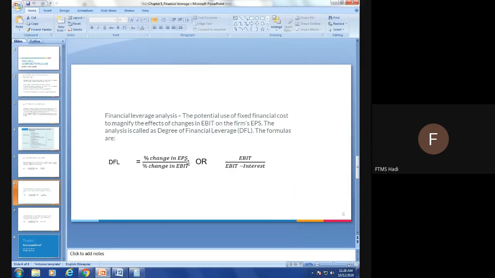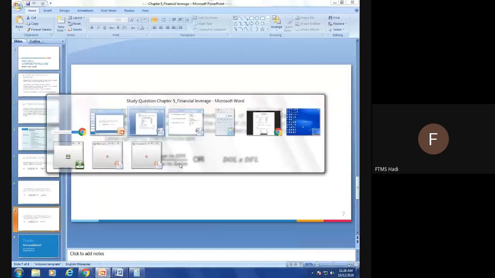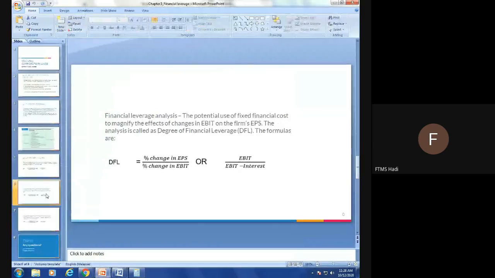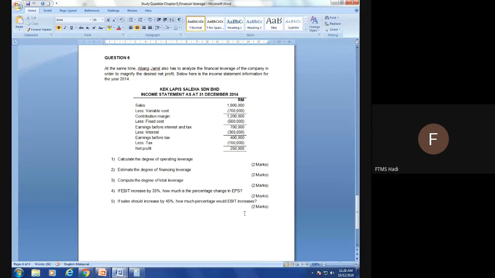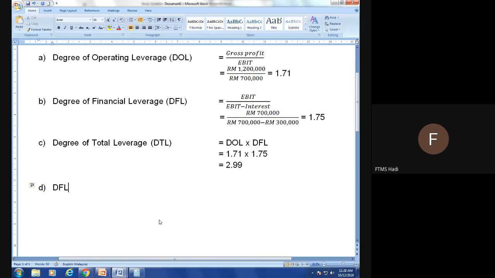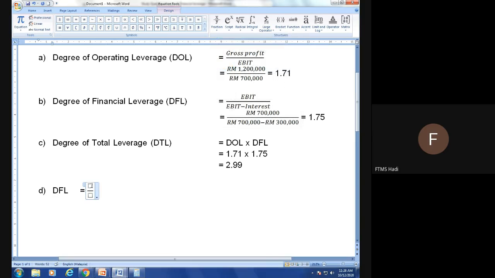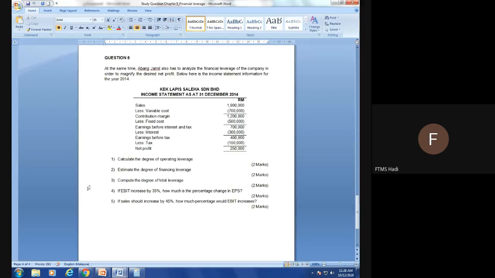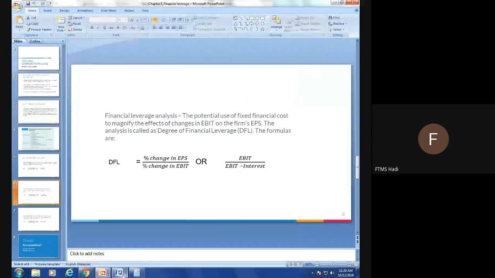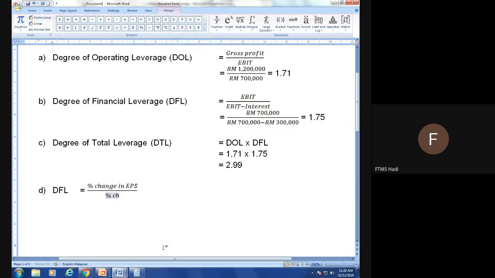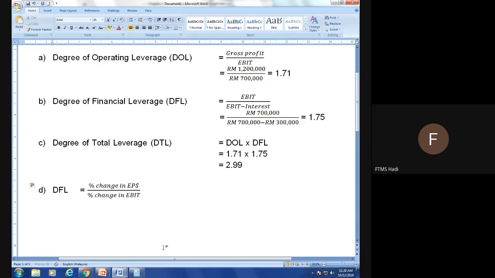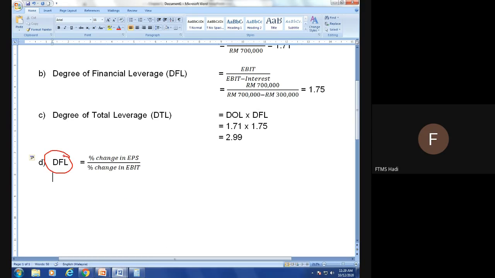How about DFL? We have EPS and EBIT, so yes, we can use DFL. How about this one, EPS and sales? But here we have EBIT and EPS, so we cannot use DTL. Therefore, we can use DFL to calculate the percentage change in EPS. DFL is equal to percentage change in EPS over percentage change in EBIT. That is the formula. Remember, you already calculated DFL in the earlier question: 1.75.